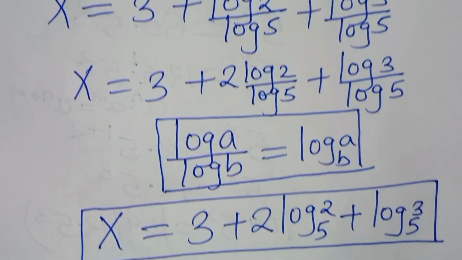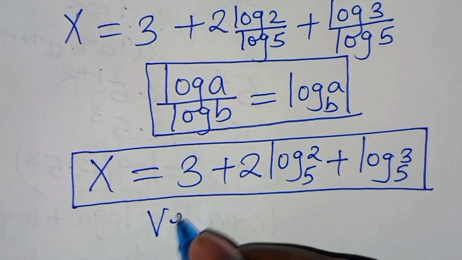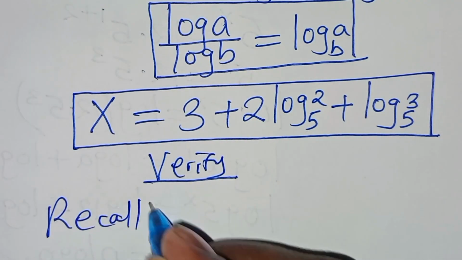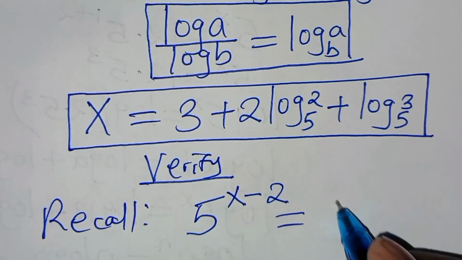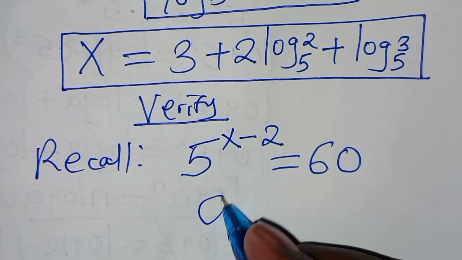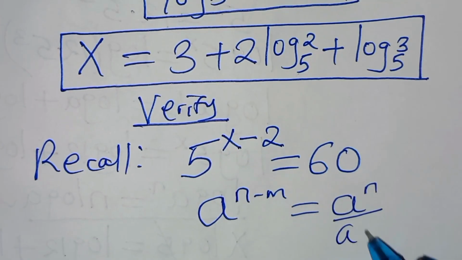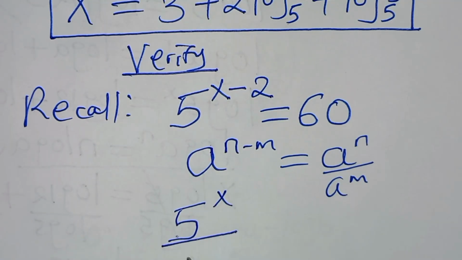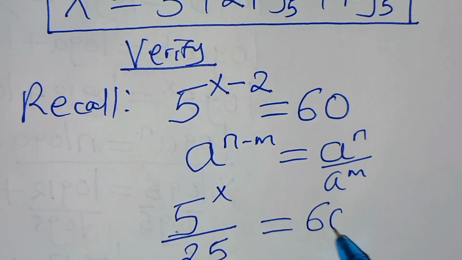So let's verify that this value of x actually satisfies the equation. If you recall, we had that 5 to power x subtract 2 is supposed to give us a value of 60. This is in the form of a to power n minus m, which we transform as a to power n divided by a to power m. So this is the same thing as 5 to power x divided by 5 squared, which is 25. This is supposed to give us a value of 60.